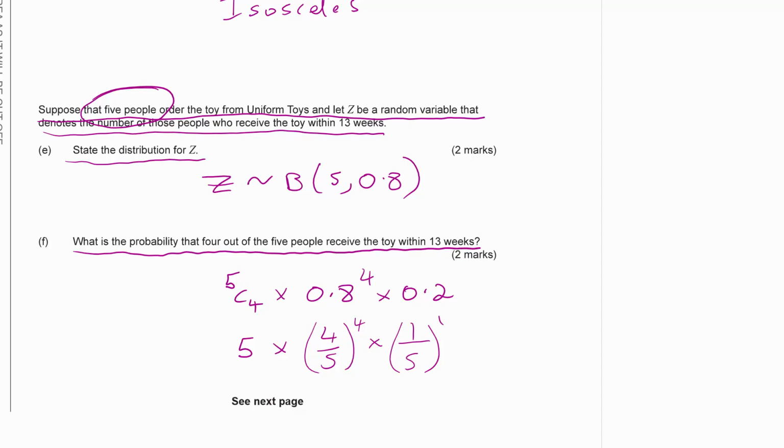So we have 5 times 4 to the power 4 over 5 to the power 5. And of course we can do a cancel here. So we have 4 to the 4 over 5 to the 4, which is 256 over 625.